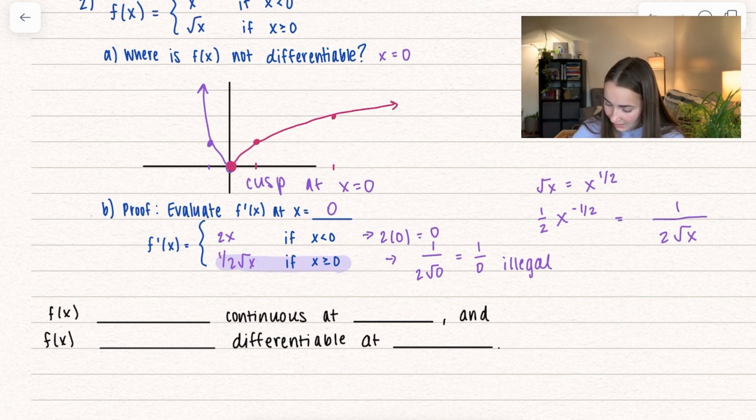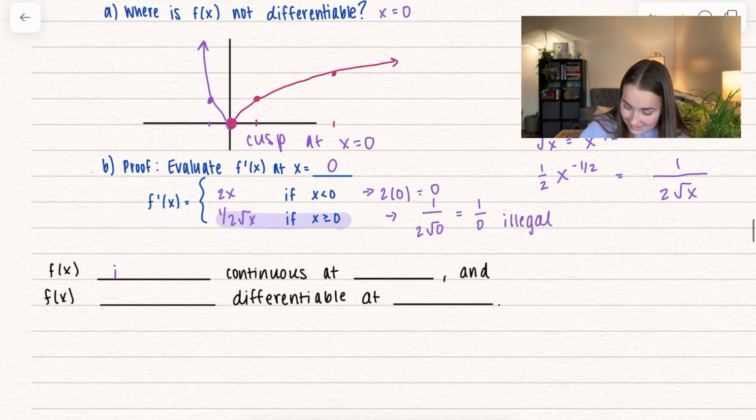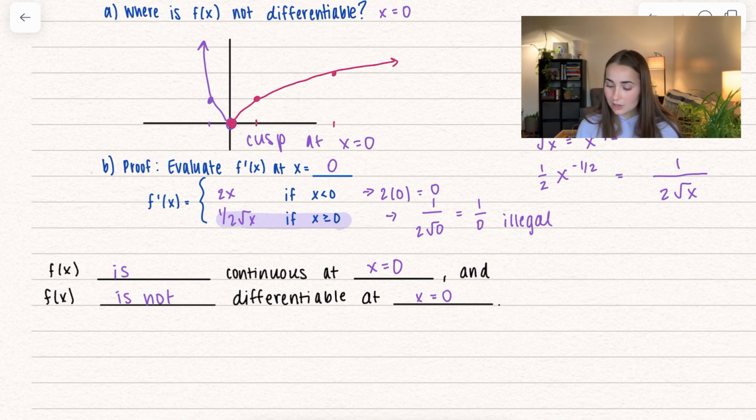So let's go ahead and fill this in. f of x is continuous at x equals 0. I know it's continuous because I don't need to lift my pencil in order to draw out my function. There is a cusp, but it is still continuous. And f of x is not differentiable at the value x equals 0. So here's another example of when our function is continuous, but our derivative does not exist.